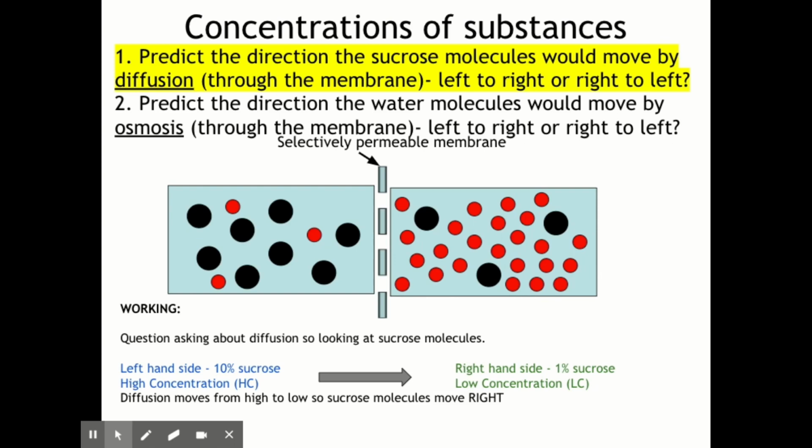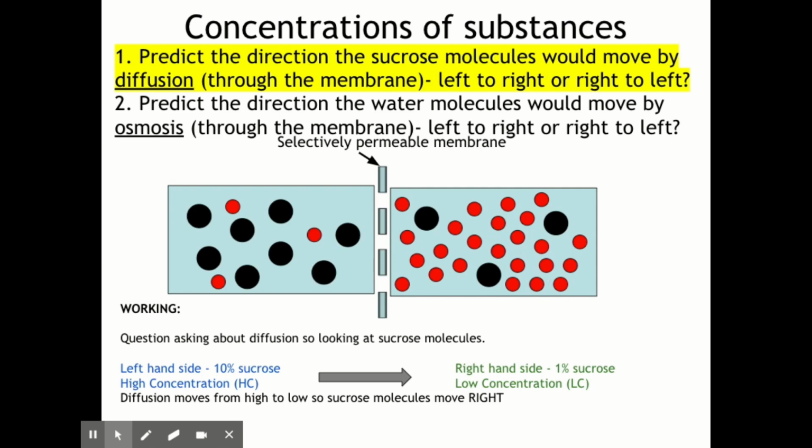So question 1 at the top asks us to predict the direction that sucrose molecules would move by diffusion through the membrane. So they're asking, would it go from left to right, or would the molecules move from right to left?